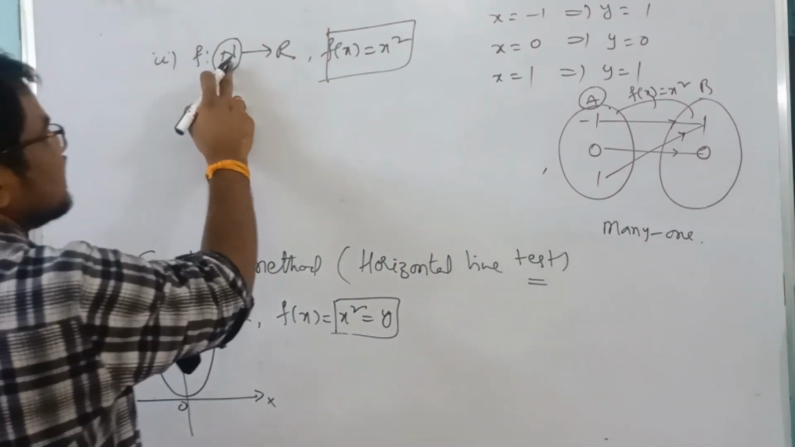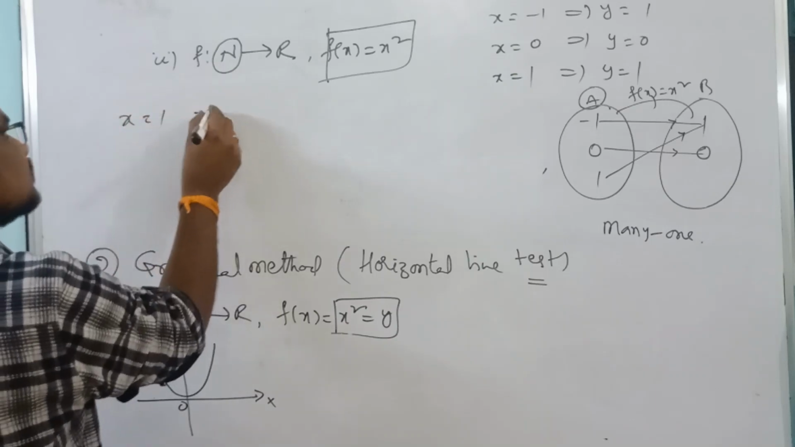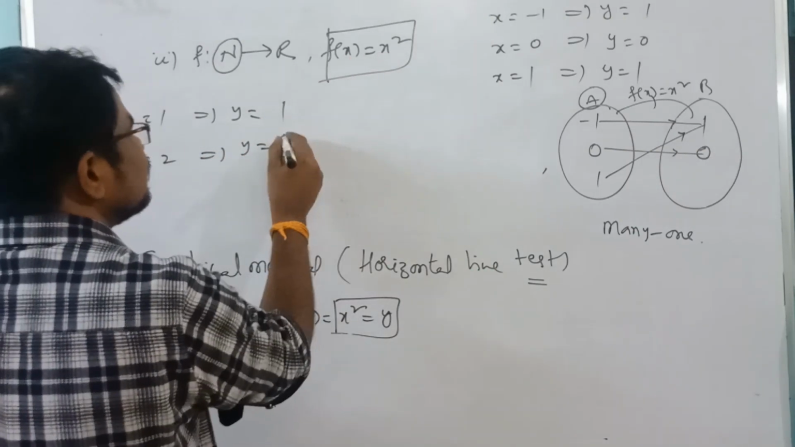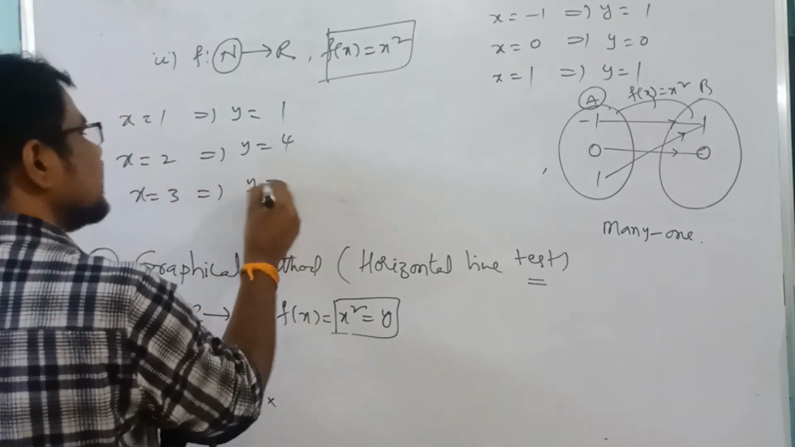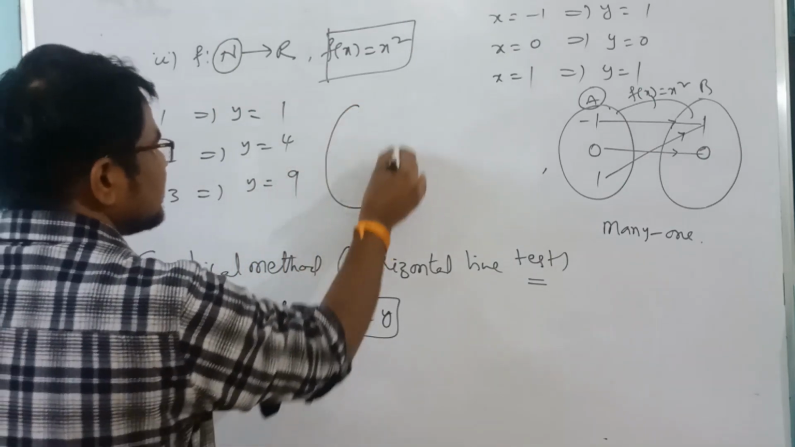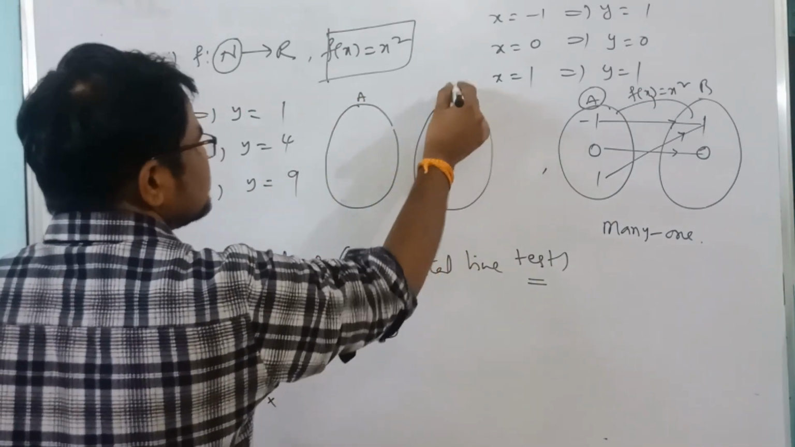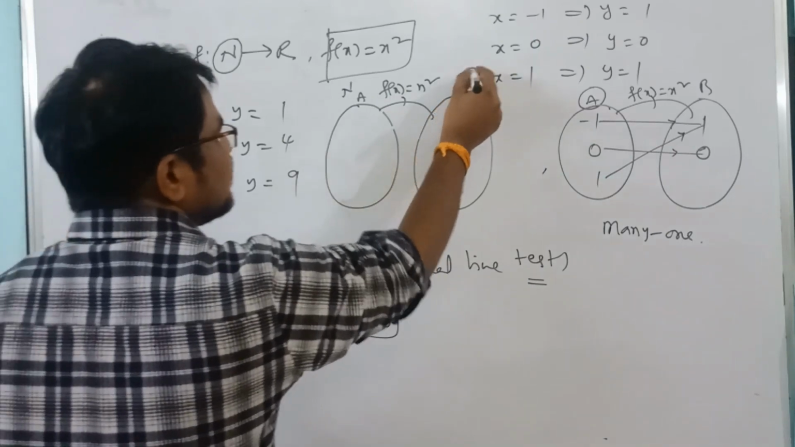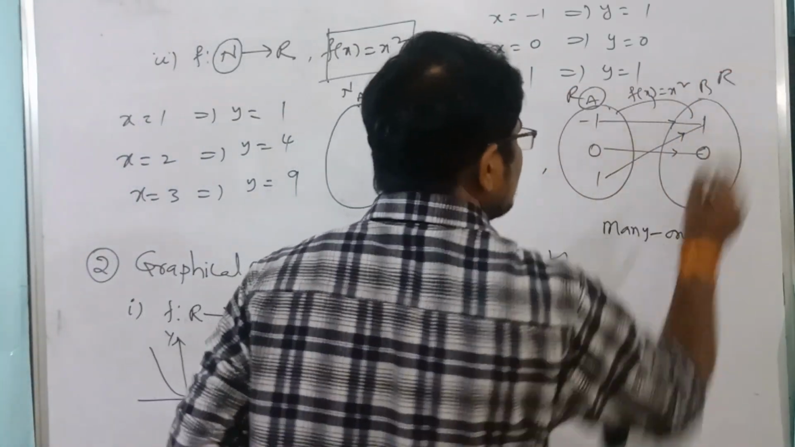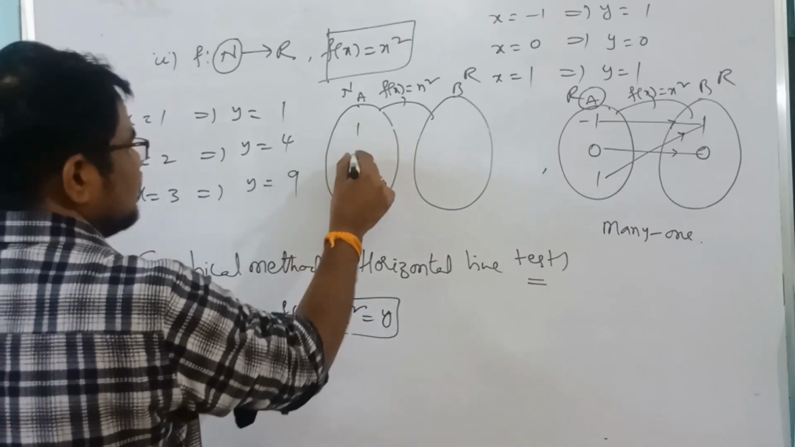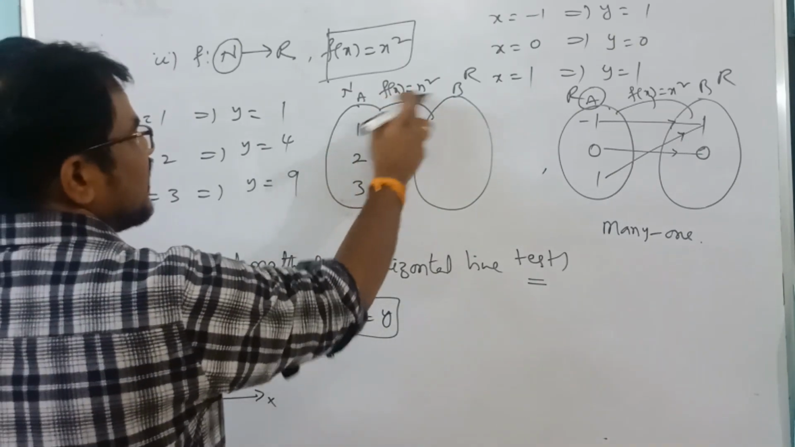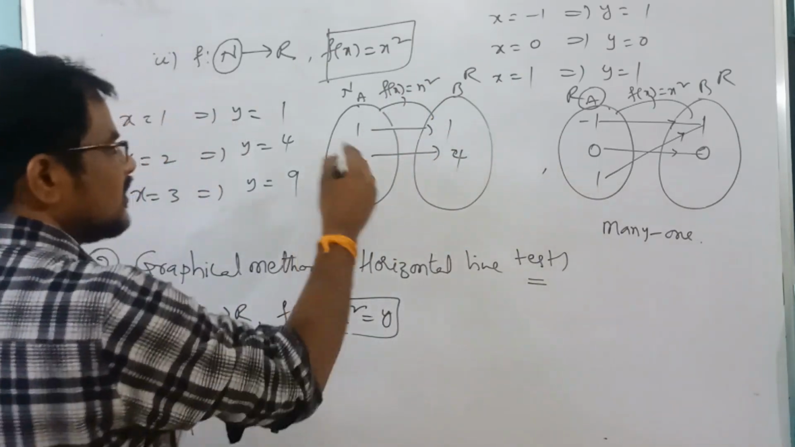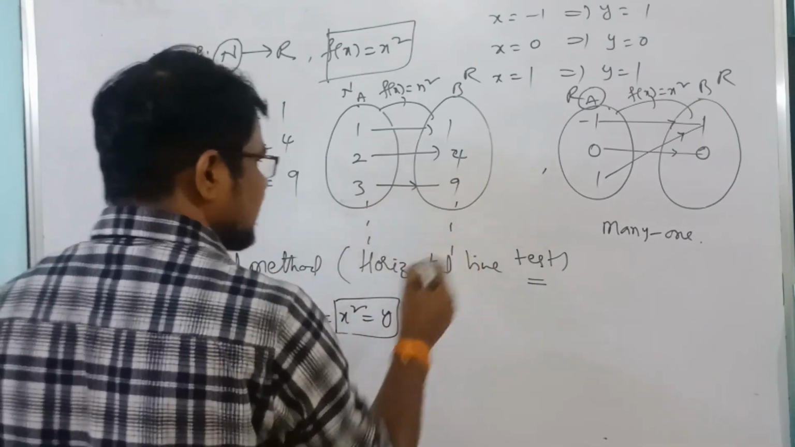So here x is a natural number, meaning x equal to 1, y equal to 1; x equal to 2, y equal to 4; x equal to 3, y equal to 9. If you take the graph, here is A and here is B, and our function is f of x equal to x square. Here A is natural numbers and B is real numbers. Here A is real numbers, and here B is also real numbers. Meaning here 1, 2, 3. f of 1 is 1, f of 2 is 4, f of 3 is 9, etc. Like this you will get.